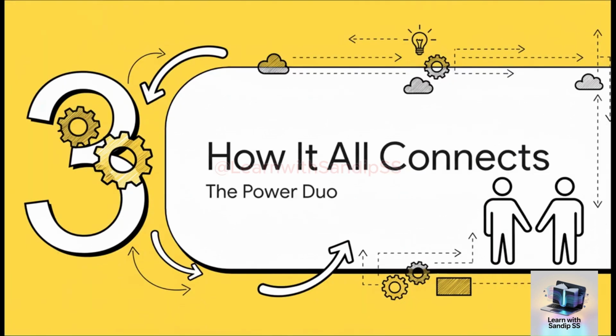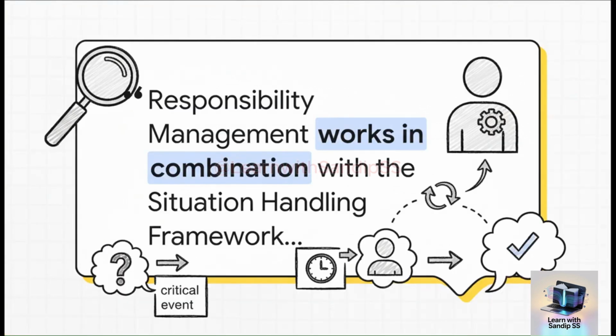But hang on, there's a really critical piece to this whole puzzle. Responsibility management is powerful for sure, but it doesn't work in a vacuum. It actually has a partner, and together they form this incredible power duo for automating your business. And this partnership is everything. Responsibility management works hand in hand with something called the situation handling framework. Honestly, the easiest way to think about it is this. Situation handling figures out the what. It detects that something important has happened. Then, responsibility management jumps in to figure out the who, the exact right person to deal with it.